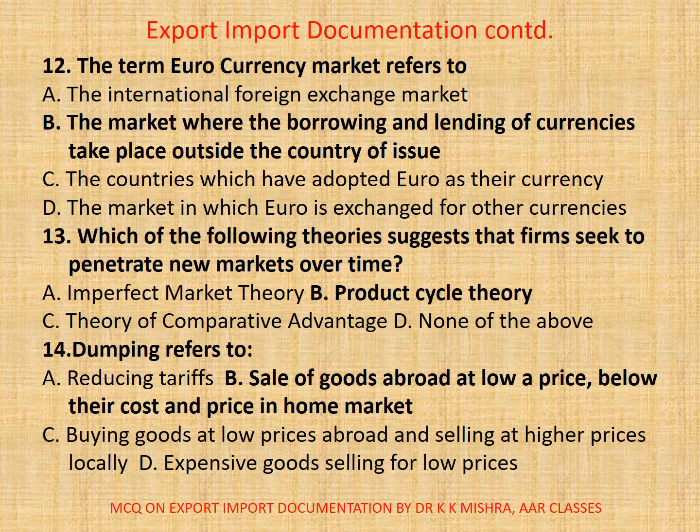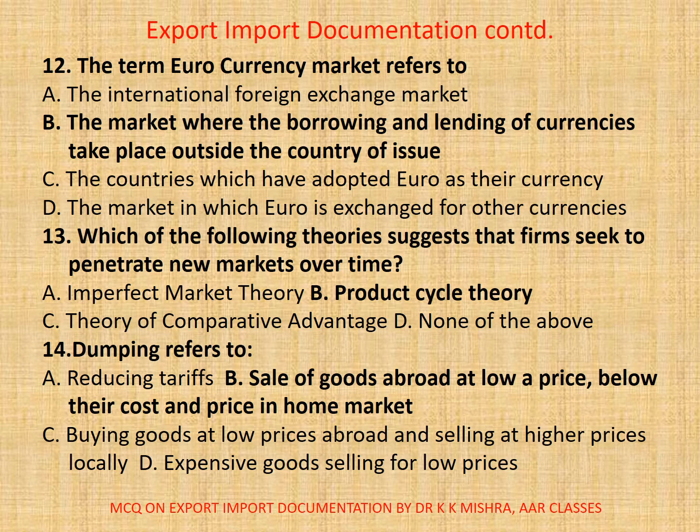13. Which of the following theories suggests that firms seek to penetrate new markets over time? A. Imperfect market theory, B. Product cycle theory, C. Theory of comparative advantage, D. None of the above. So here correct option is B. Product cycle theory.